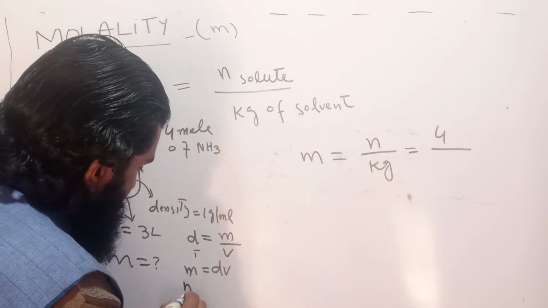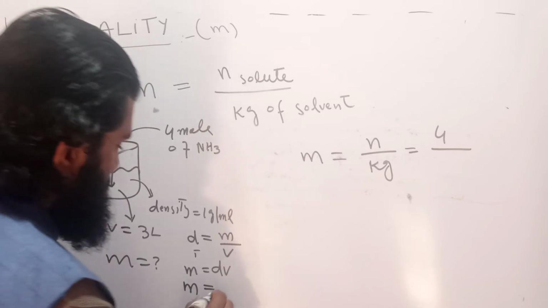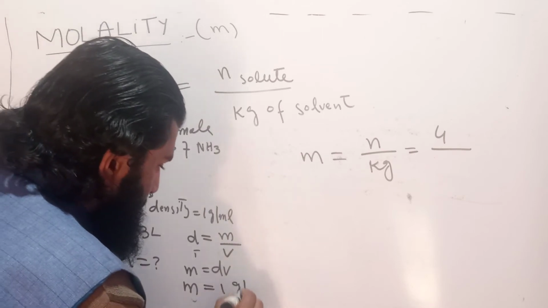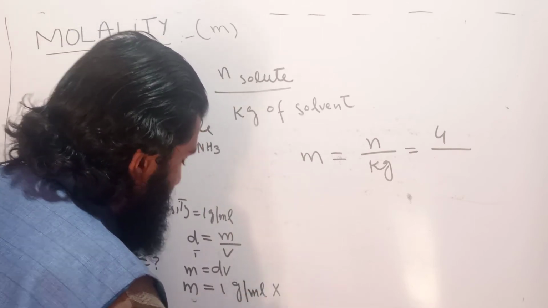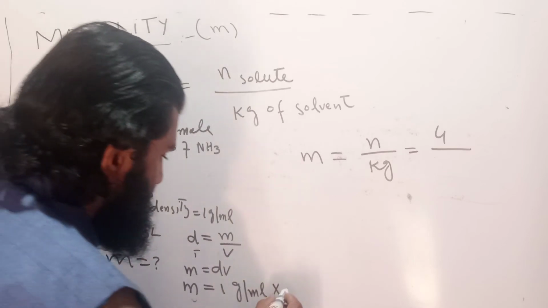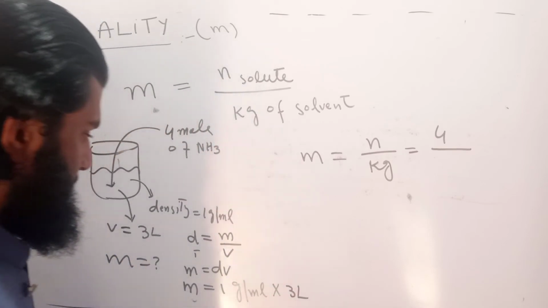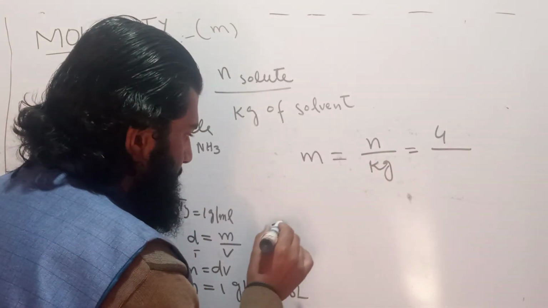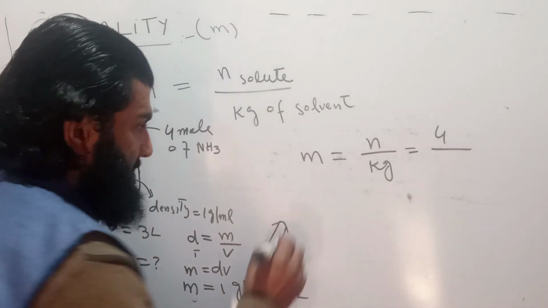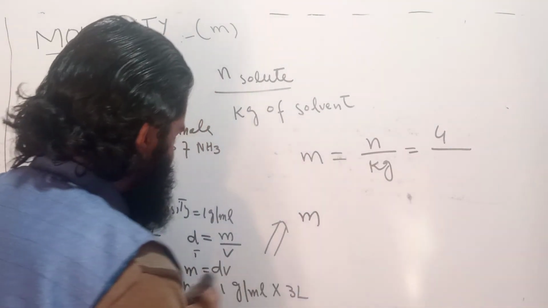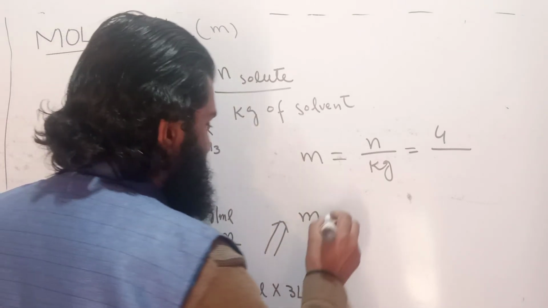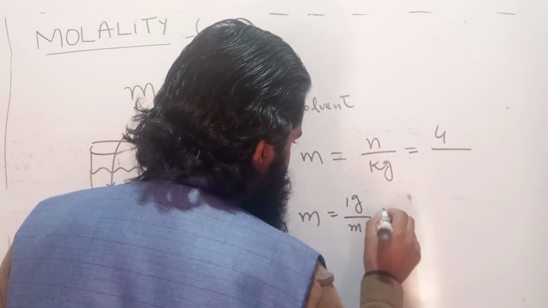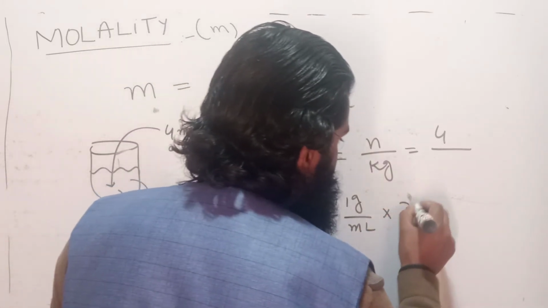So mass is actually equal to density, which is 1 gram per ml, multiplied by volume, which is 3 liters. Clear? See here, this is molality while this is mass. So mass is equal to 1 gram per ml multiplied by 3 liters.